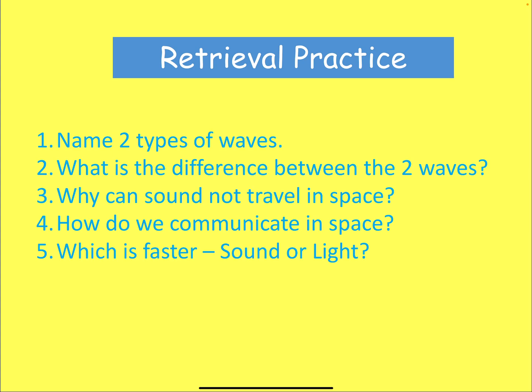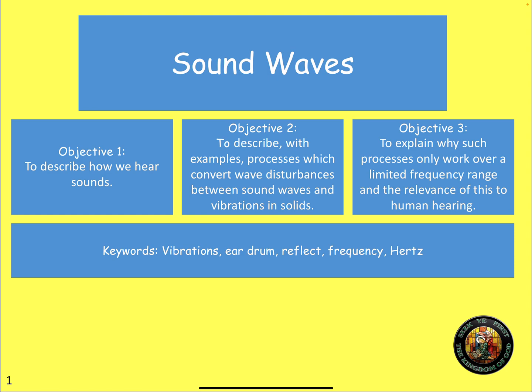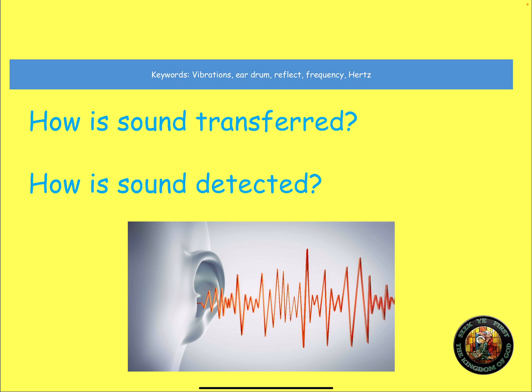If we move on, 3 objectives there. You can have a look at this. The key words: vibration, eardrums, reflect, frequency, and hertz. Is something you need to pause and think about and try and jot down something here. How is sound transferred and how is sound detected? Okay, hopefully you'll have a better understanding at the end of this lesson.